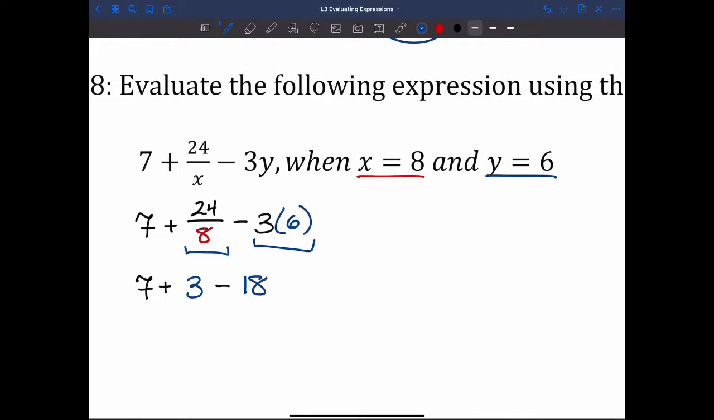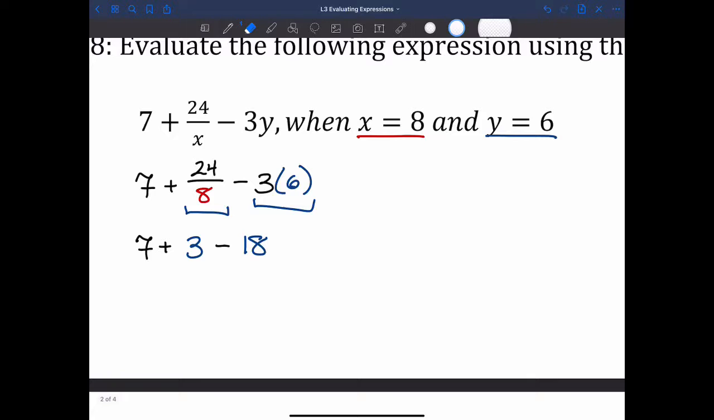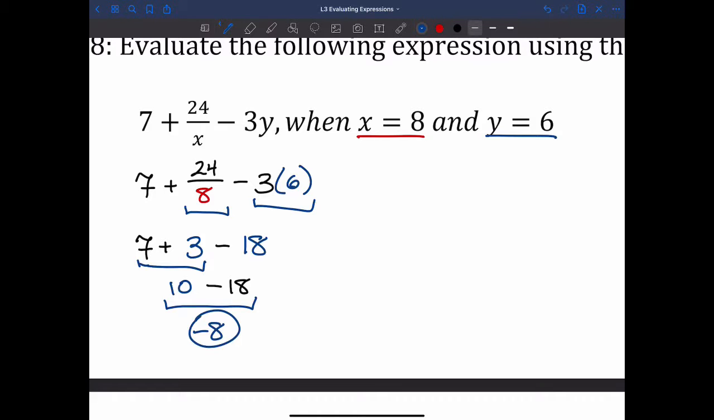Okay. After that, what we can do is we're just going to start adding and subtracting. Right? 7 plus 3 is going to give us 10. And then 10 minus 18 is going to bring us down to -8 for our final answer there. All right. So again, hopefully this seems pretty okay, right? Plug in the numbers, do your order of operations. If you want to write out every step as its own line, that's perfectly fine. Nothing wrong with that.